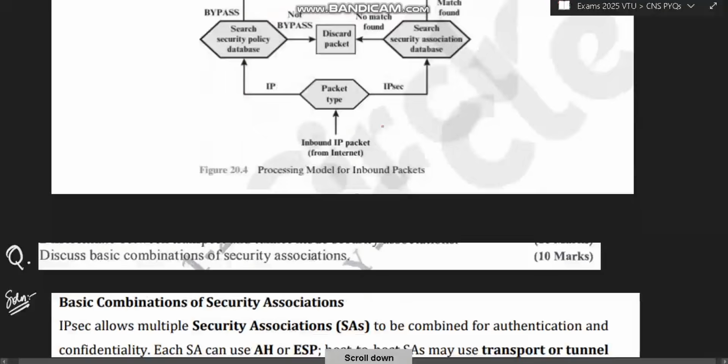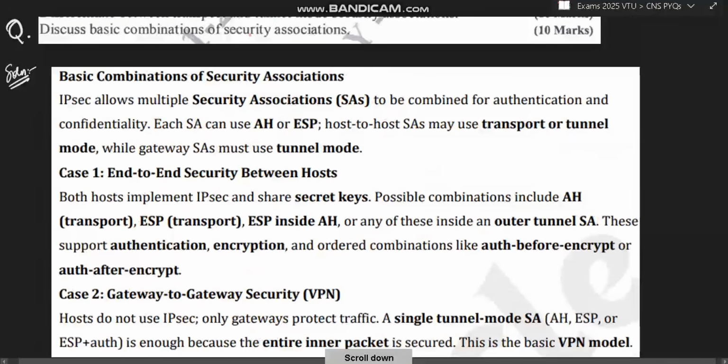Next, let's discuss the basic combinations of security associations. We have discussed that IP security generates SAs, security associations. Now, what are those security associations, and how do we actually make the traffic protected? IP security allows multiple security association combinations. There are four of them.